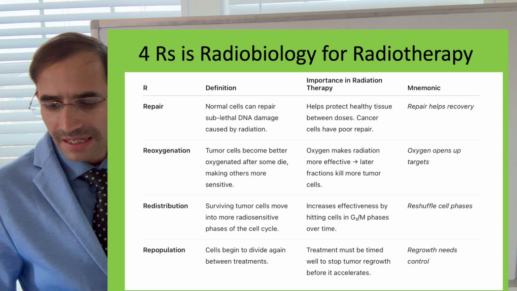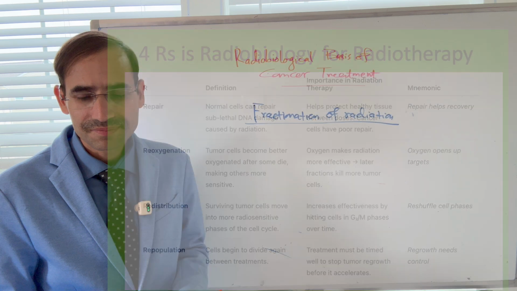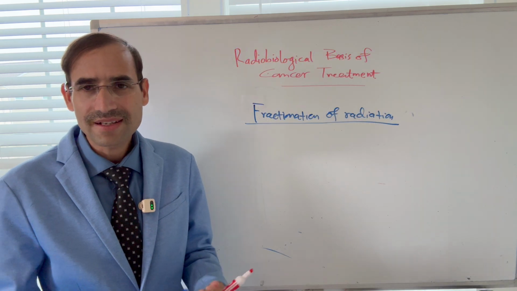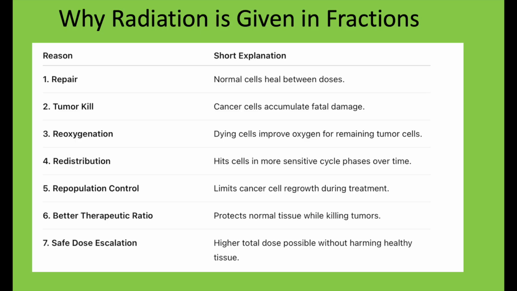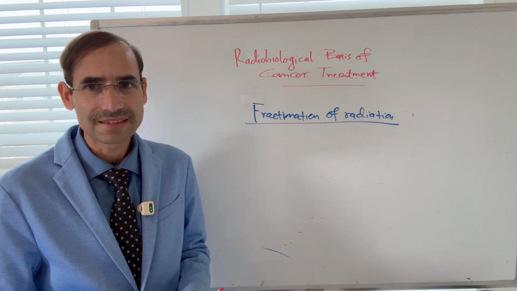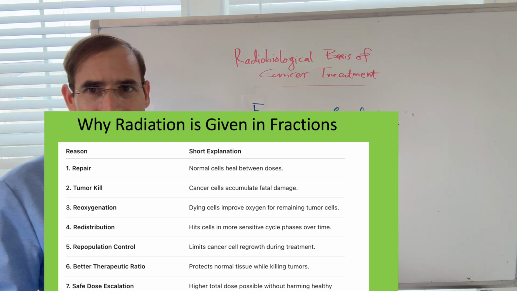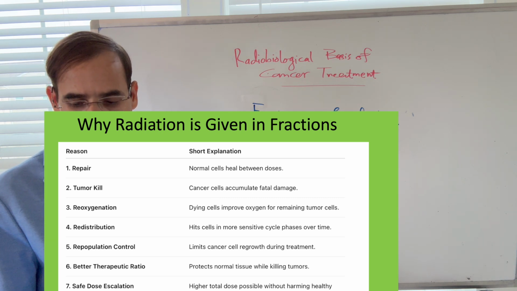Radiation is given in multiple smaller doses, which we call fractions, over several days or weeks, because fractionation allows the healthy tissue to repair, and also it encourages the tumor to reoxygenate. Once it is reoxygenated, when you hit it with radiation, it will be highly radiosensitive and the DNA of the cancer cell will be damaged. That's how you shrink the tumor, and it takes advantage of redistribution. So that's why I explained this here.